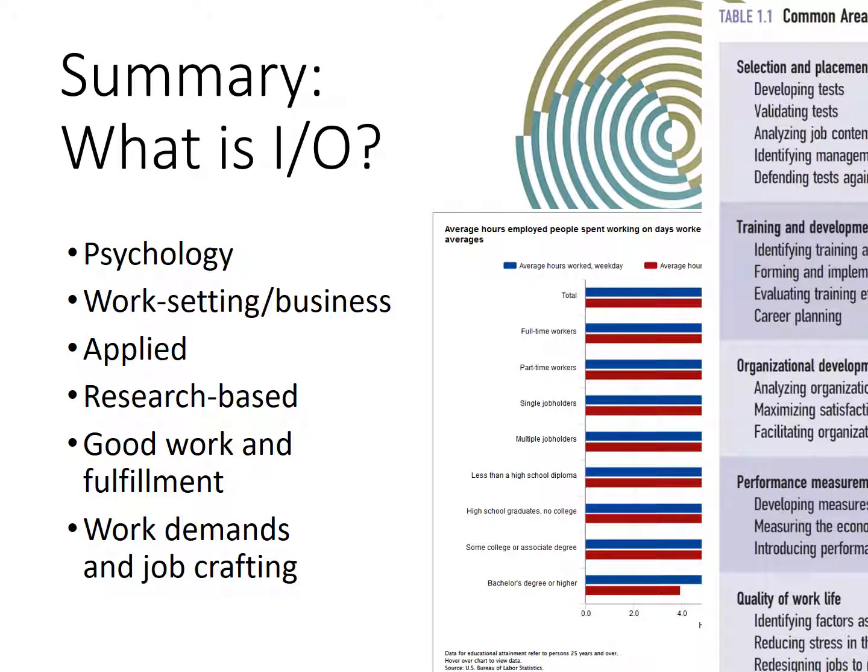The resources and discussion for this module will provide even more detail about what IO is, the perspective of IO psychologists, and why that matters. You might find it's helpful to organize that information in terms of the 6 points highlighted in this slide.